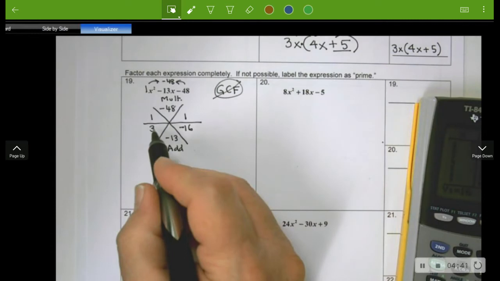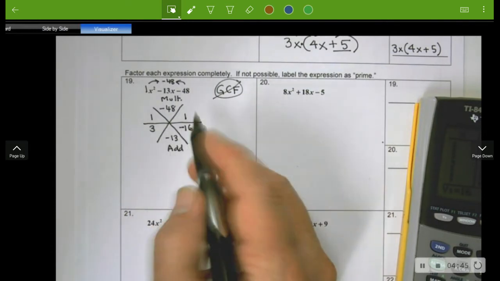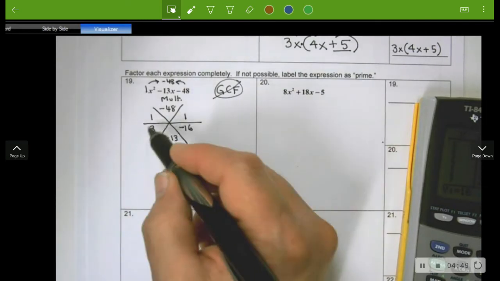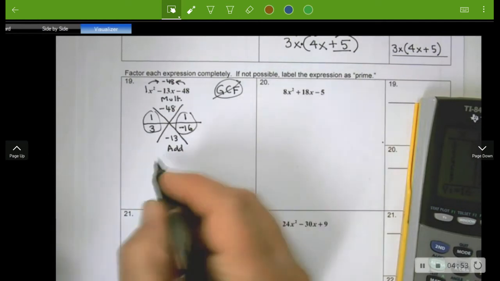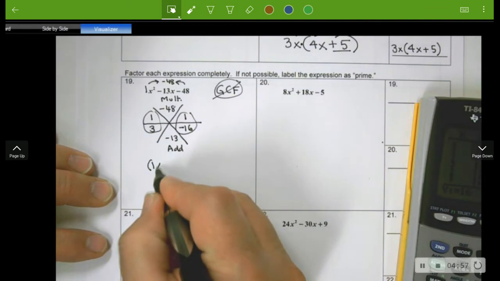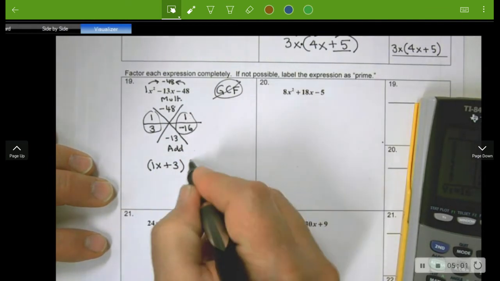Does 3 times 16 give negative 48? And 3 plus negative 16 gives negative 13. Okay, you simplify both sides, but these are already simplified. So what we have here is, when you turn this sideways here, you get 1 times x plus 3, and then 1 times x minus 16.